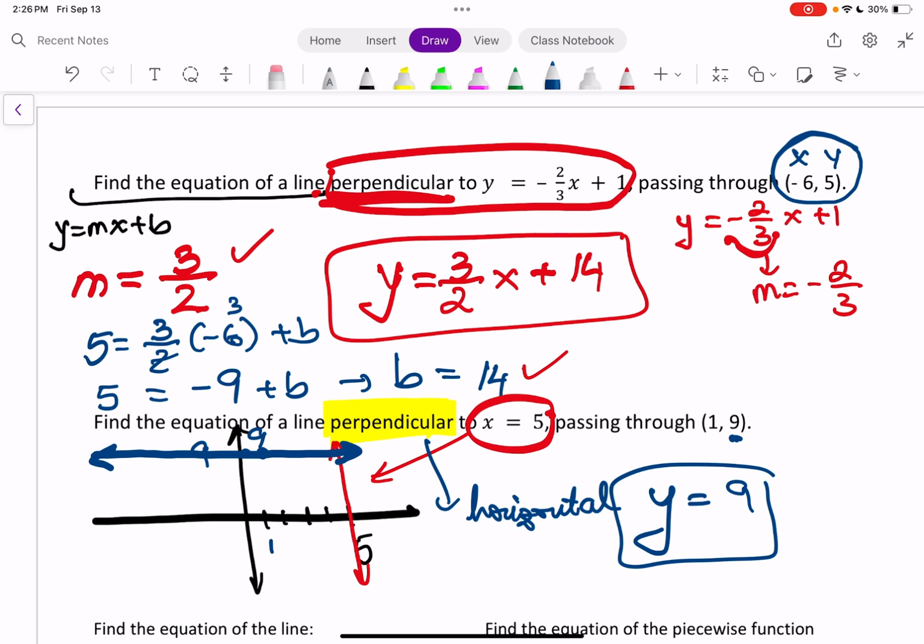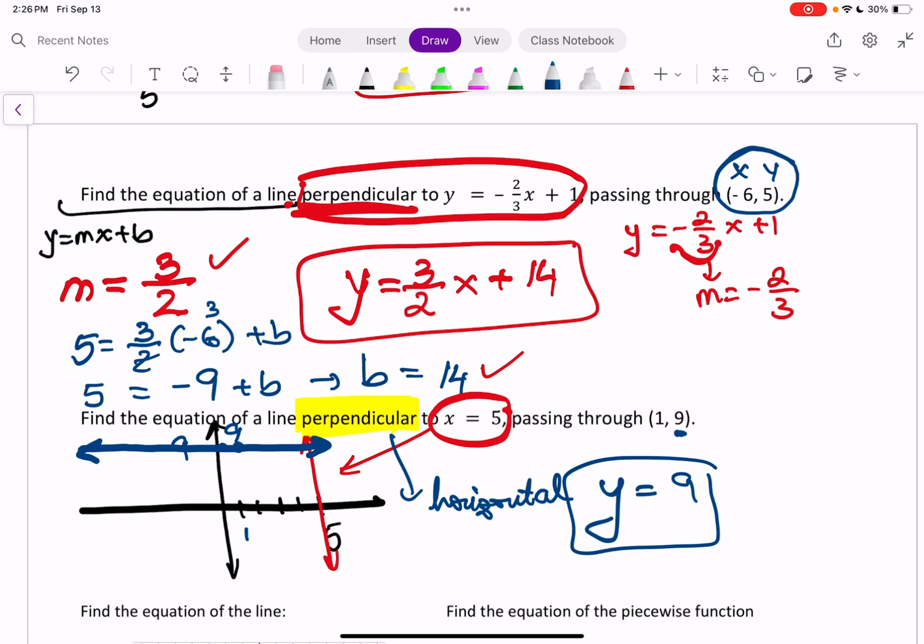So this was a little bit tricky. We actually could not solve this using the slope and the intercept and so on because we couldn't find the slope. An x equals 5, by the way, has no slope. It's a vertical line. But it's good to review and go back over these two special kinds of lines that we have, which are the vertical and the horizontal lines.